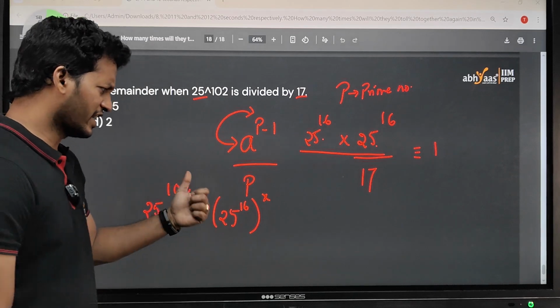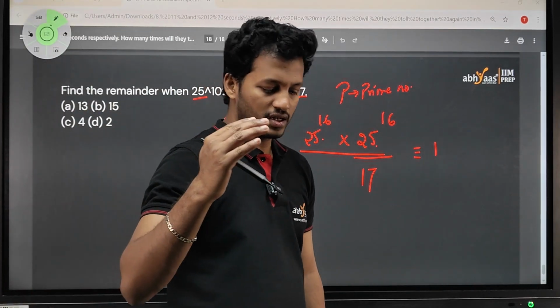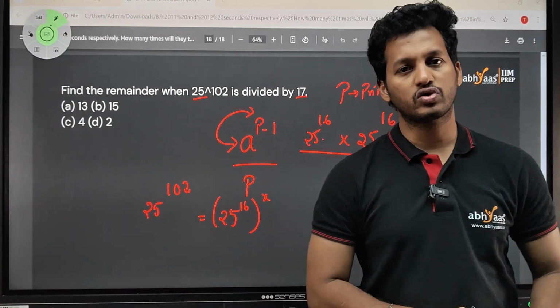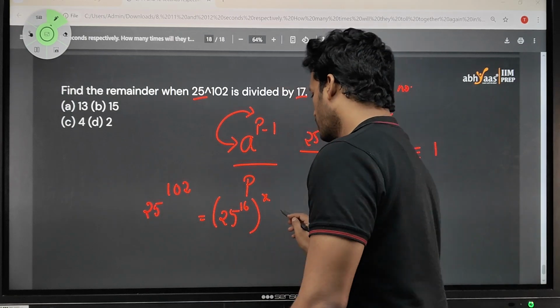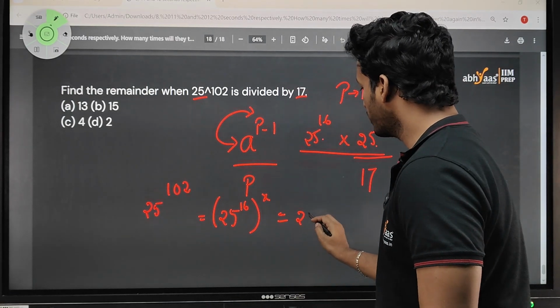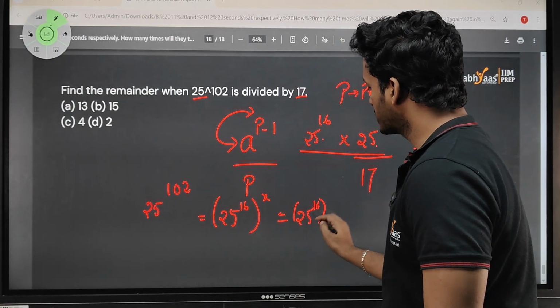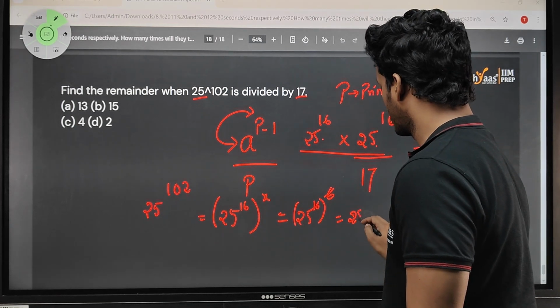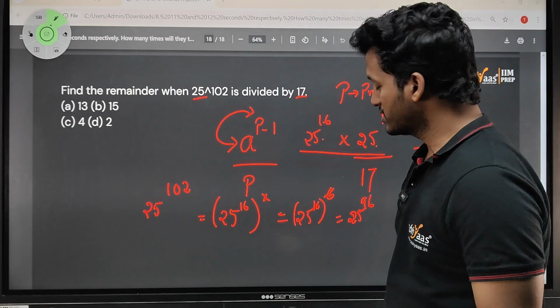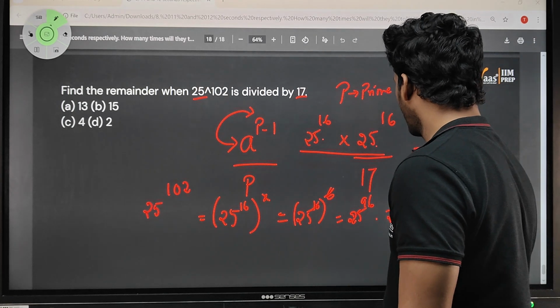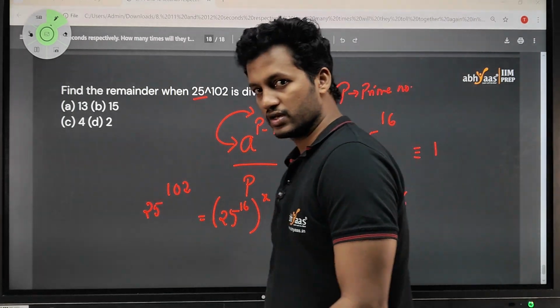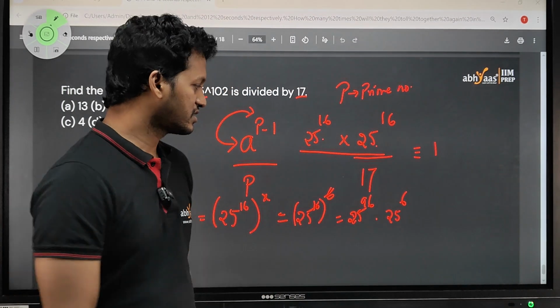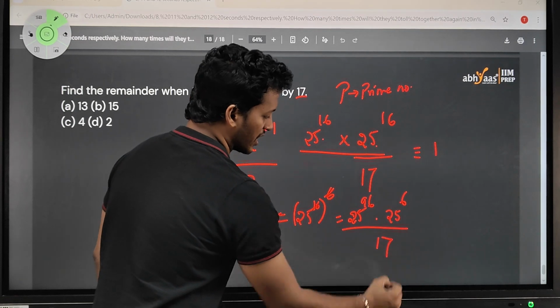Okay, but can I do that? In 16 multiples, will 102 come in that? No. So what is a better method then? 25 power 16 power 6 is 96. So how much is remaining? It's 25 power 6, right? So 25 power 6 has to be seen now.